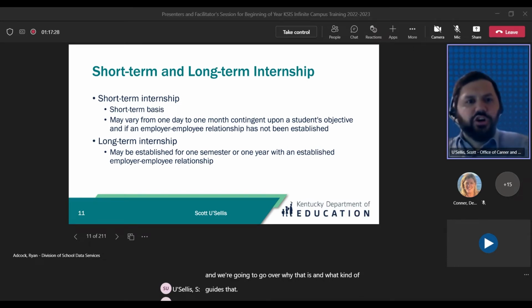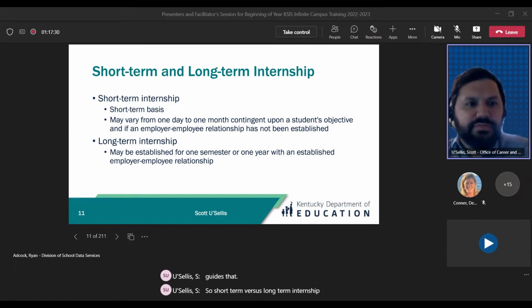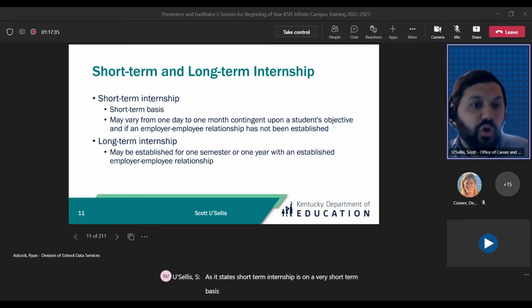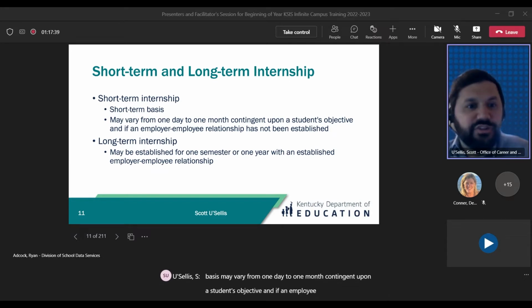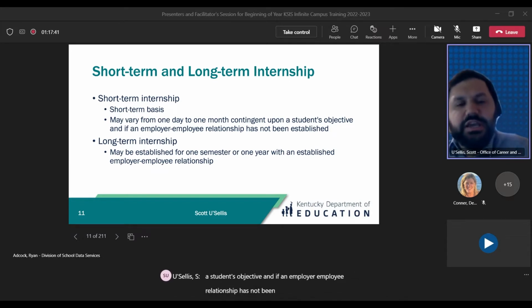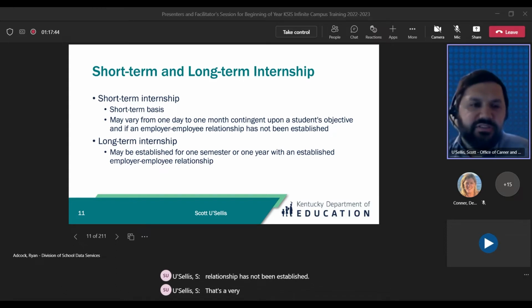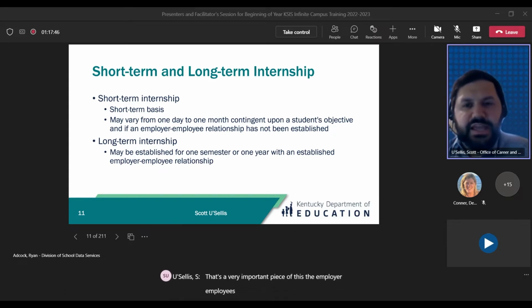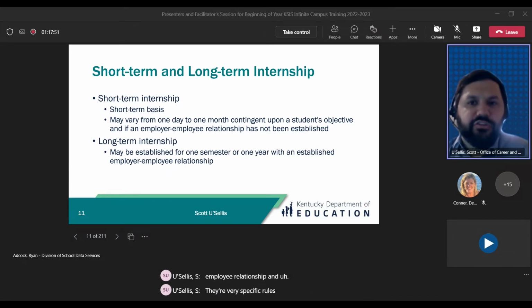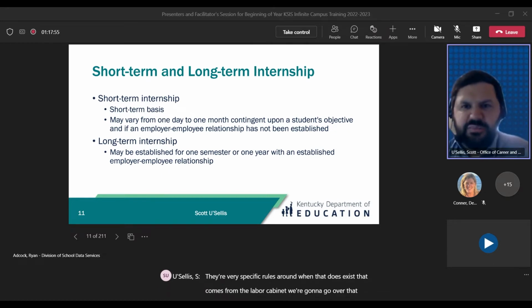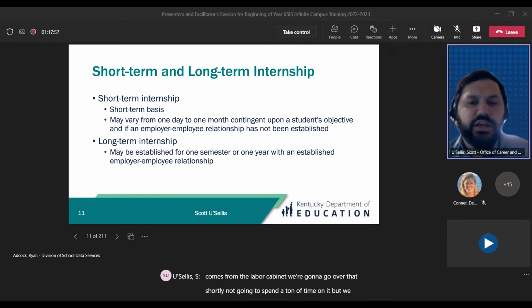So, short-term versus long-term internship. A short-term internship is on a very short-term basis, and may vary from one day to one month, contingent upon a student's objective, and if an employer-employee relationship has not been established. That's a very important piece of this, the employer-employee relationship, and there are very specific rules around when that does exist. That comes from the labor cabinet. We're going to go over that shortly. Not going to spend a ton of time on it, but we will go over what the employer-employee relationship entails.